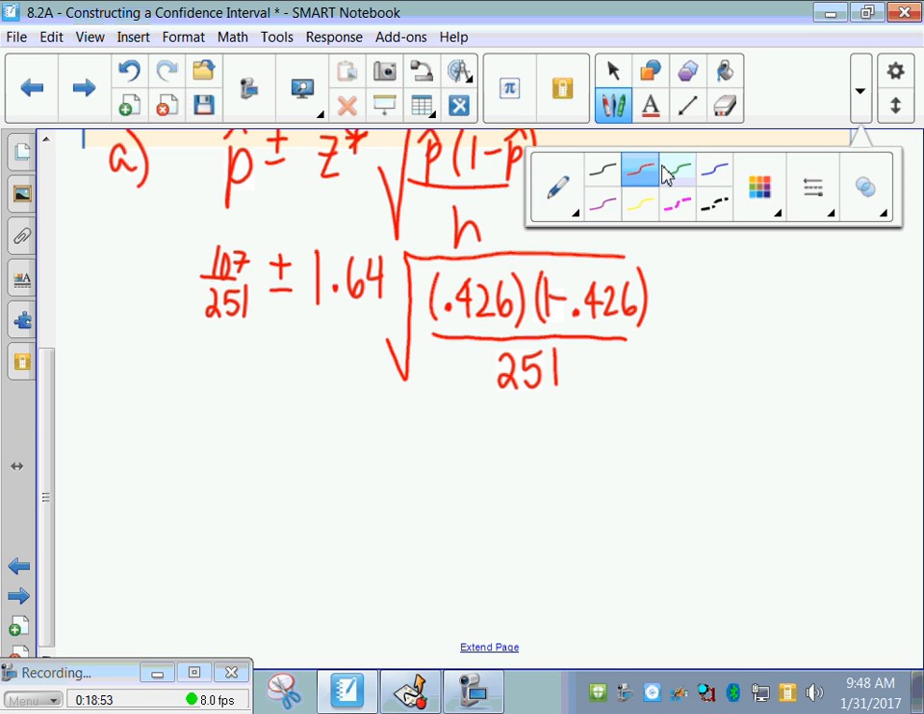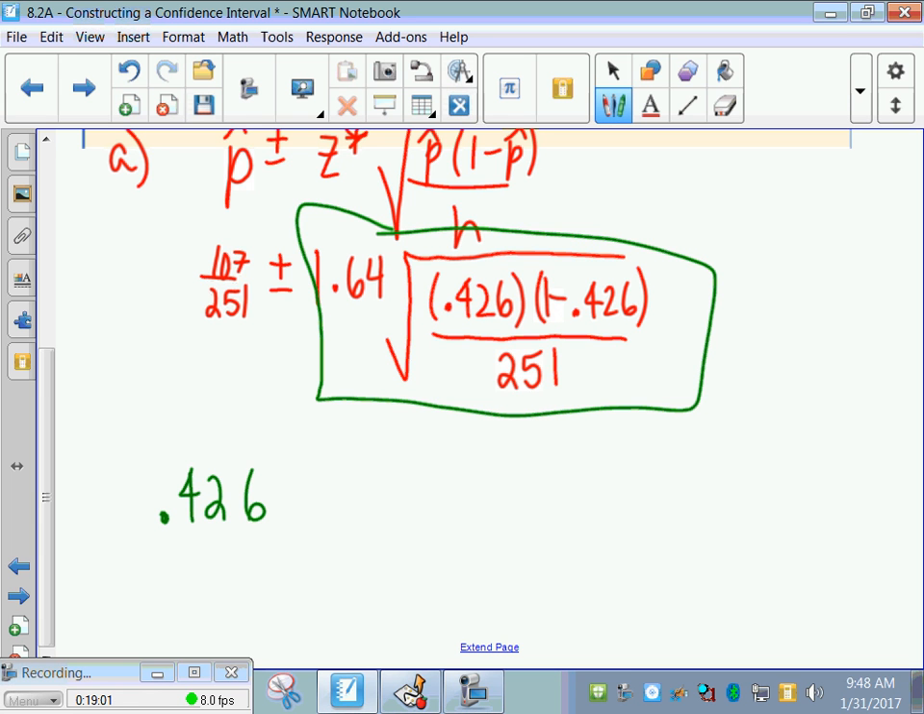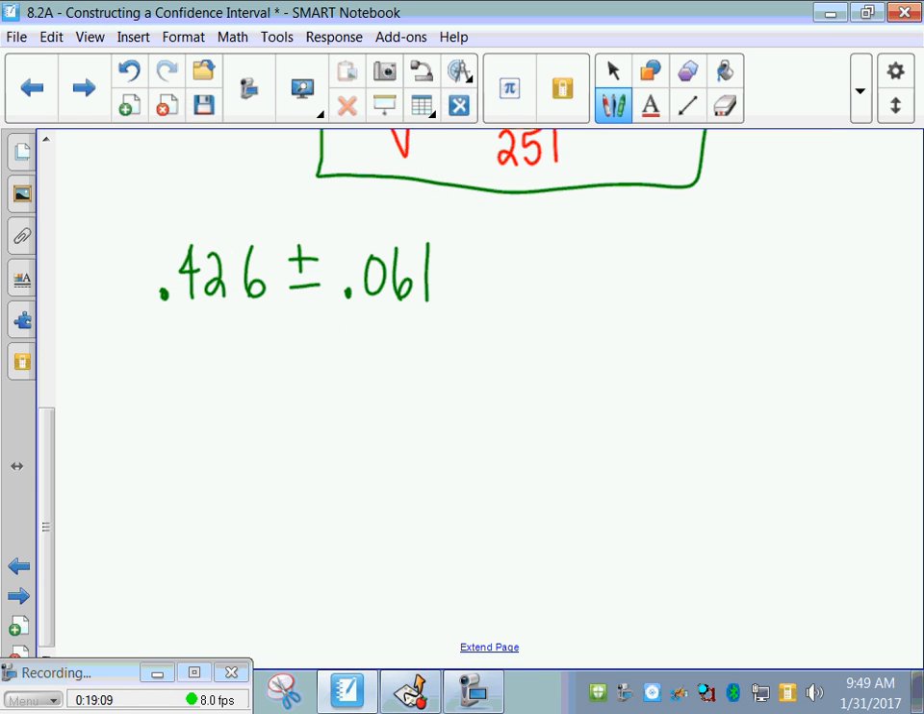Someone tell me just what decimal you get before the plus or minus. You could, I guess, plug that whole thing in. All right. Because we would get 0.426 plus or minus 0.061. You guys agree with me? Okay. So this number right here is our point estimate, just in case you forgot. And this number right here is our margin of error.